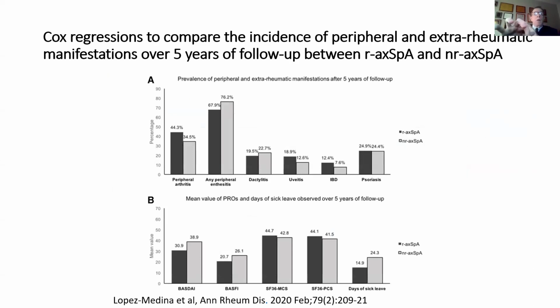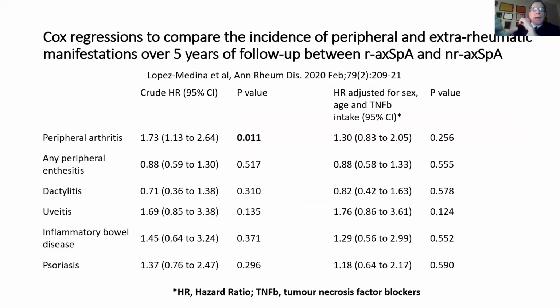This is the paper that was just published 2 or 3 months ago. The black bar is radiographic axial SpA or ankylosing spondylitis. The gray bar is those with non-radiographic disease, and the prevalence of peripheral arthritis, enthesitis, back pain, uveitis, IBD, and the like was pretty similar. If we look at the BASDAI, BASFI, and days of sick leave, there's a trend towards even worse performance in those with non-radiographic axial SpA.